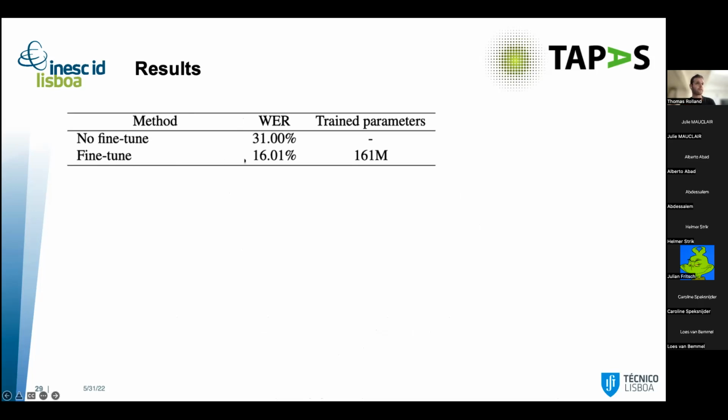If we fine-tune everything, we get a huge improvement, and we can see here that we train this amount of parameters. So if we want to store this model, we have to store this number of parameters.